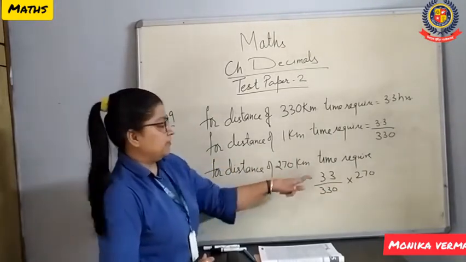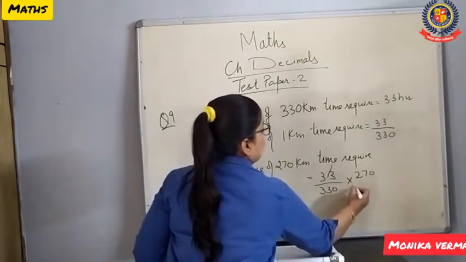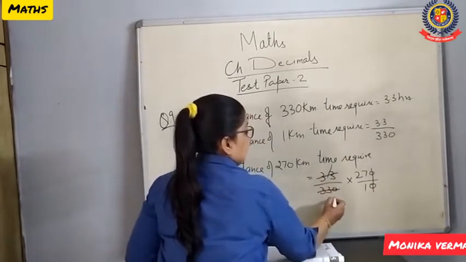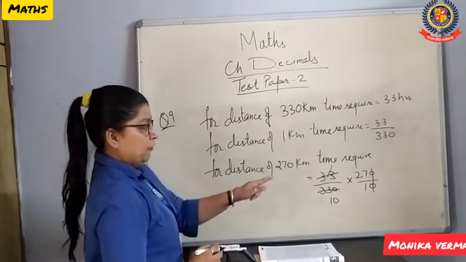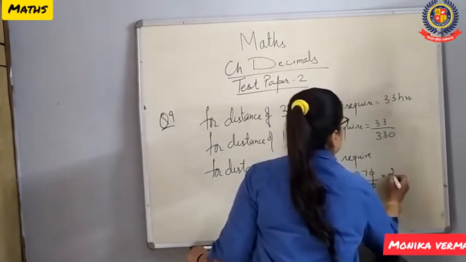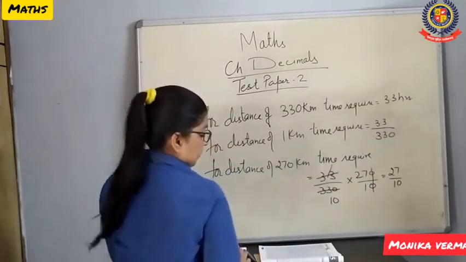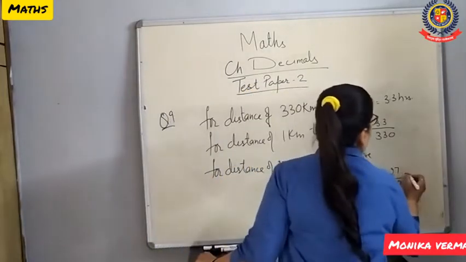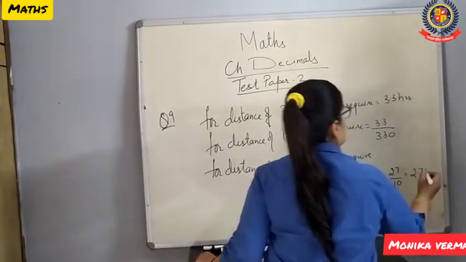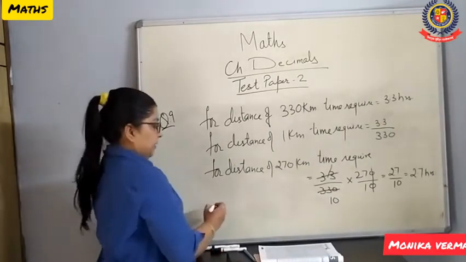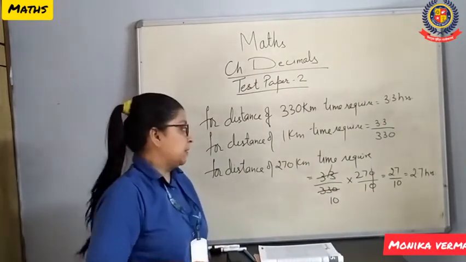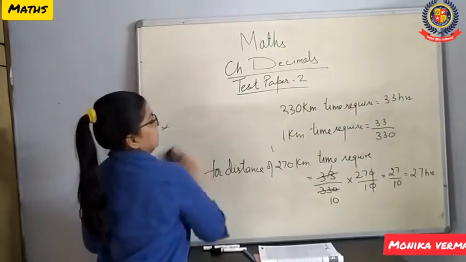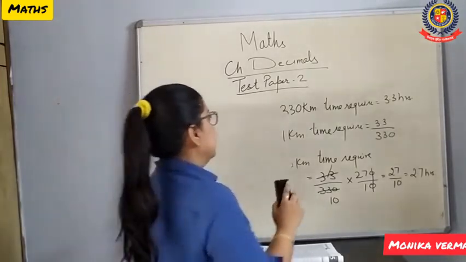Now we have to solve it. First, we will remove the decimal. We have put a 10 here, zeros are cancelled, 33 tens are 330. Now we got 27 upon 10. And now we can write 2.7 hours. Am I clear? Now we write: for distance of 270 kilometers, time required is 2.7 hours. You have to write the answer statement. Don't leave it. Marks will be deducted otherwise.